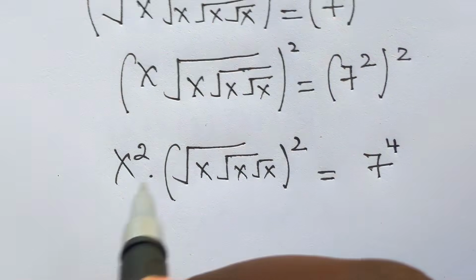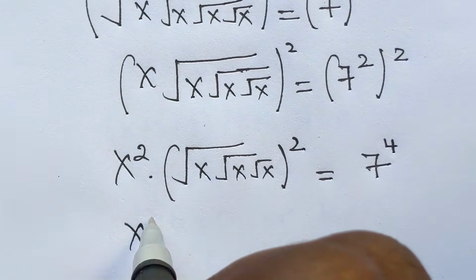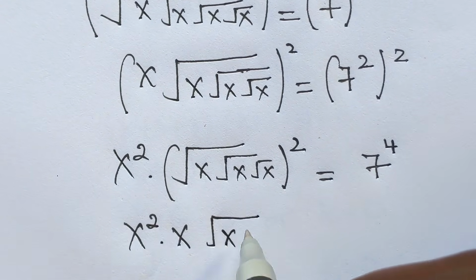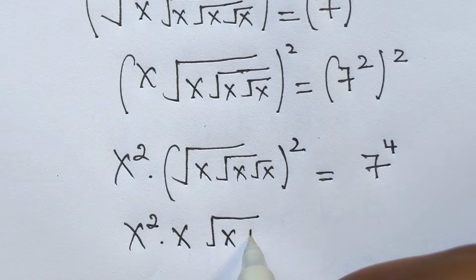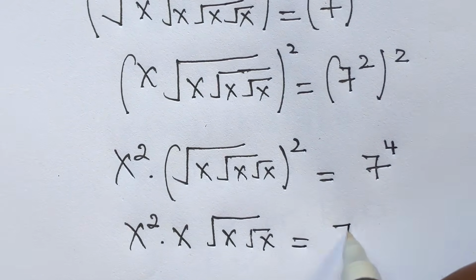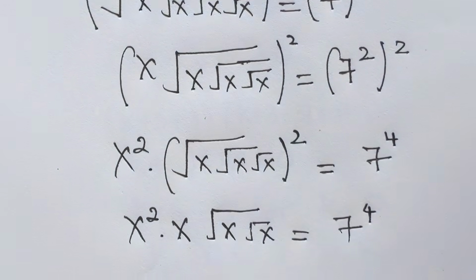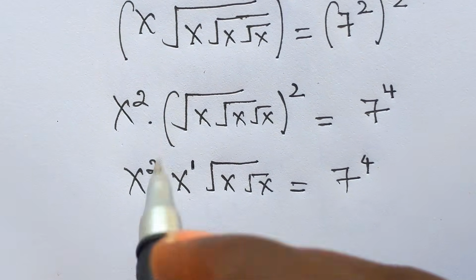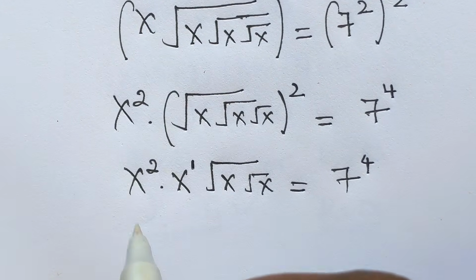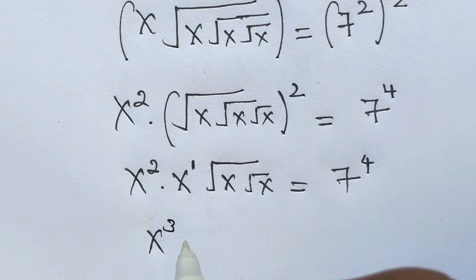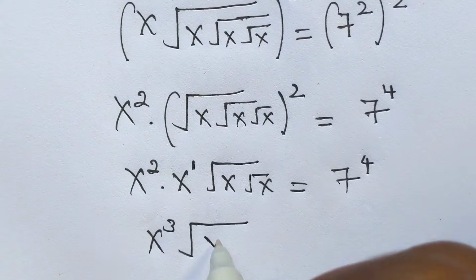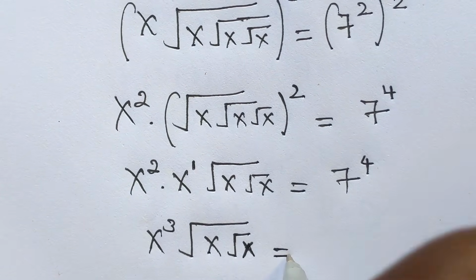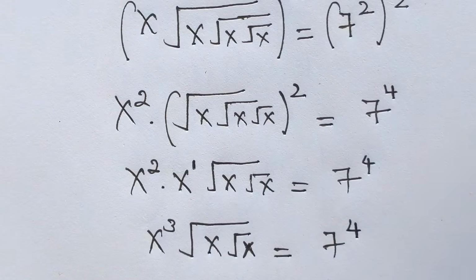And at this stage, this will be simplified to get x squared times x, then the square root of x, which is this one, times the square root of x, which equals 7 power 4. At this stage we have power 1 and the same base, which means we add the powers to get x power 3 times the square root of x, then inside, right here, we have the square root of x again, which is equal to 7 power 4.